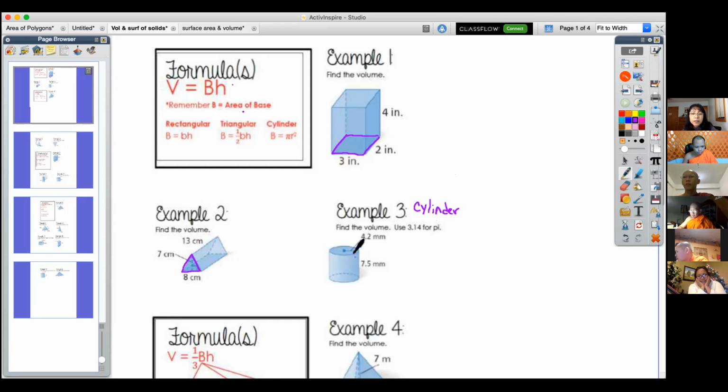Now I'm clear. What is the area of the circle? Because we have to identify our base. So what is the area of our base? What is the circle area? Remember the formula? We did that a couple weeks ago. Pi r squared, right?